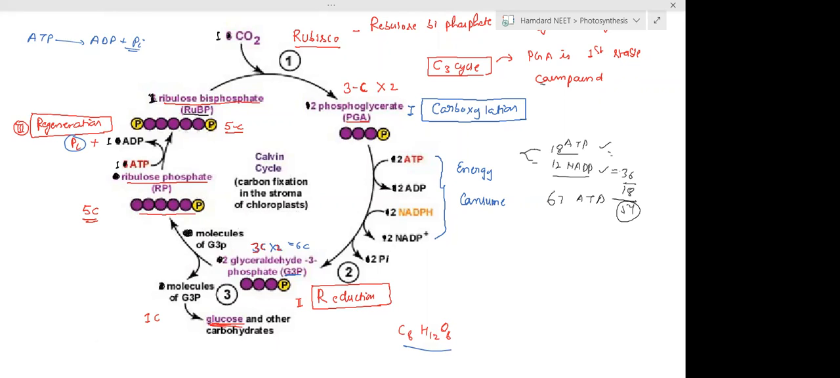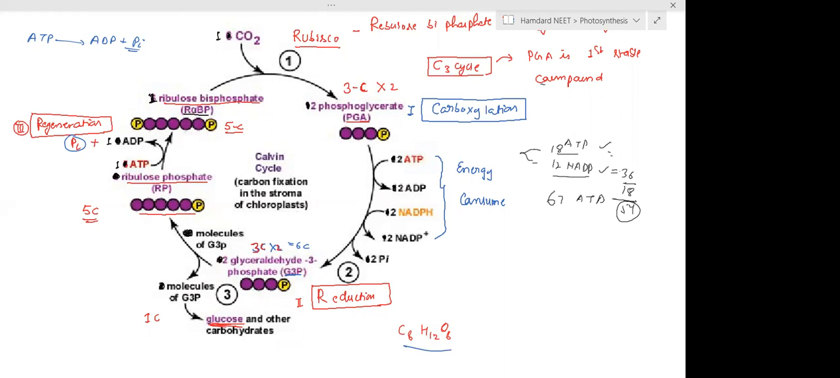5 carbon plus 1 phosphate was already there. One more phosphate added. From where did it come? It came from ATP. Got it? Okay. So what is the name of ribulose biphosphate? Bi means 2 phosphate, so we name it ribulose biphosphate. So the formation of ribulose biphosphate has taken place.